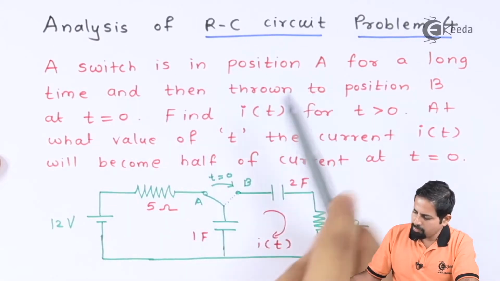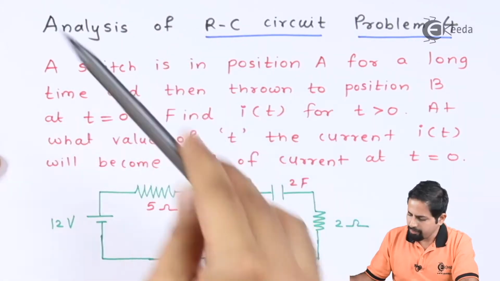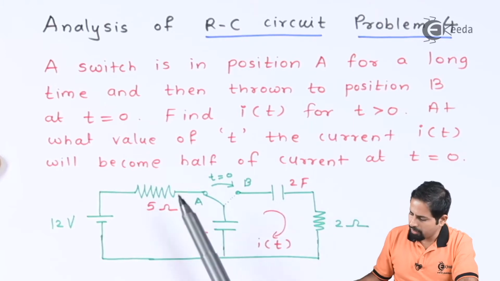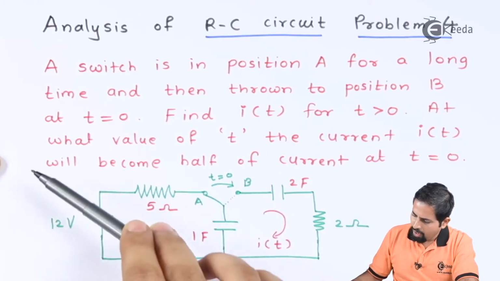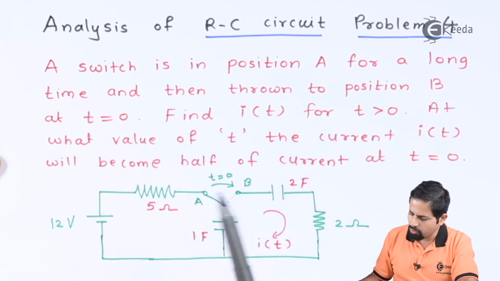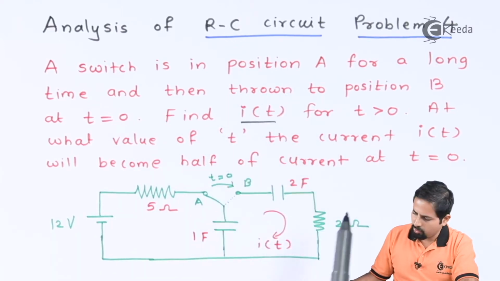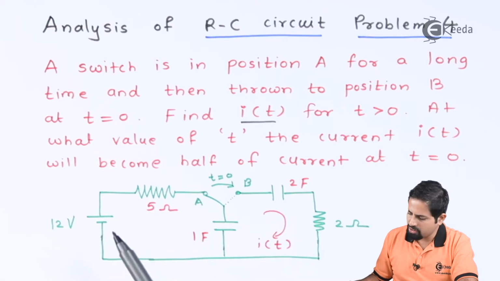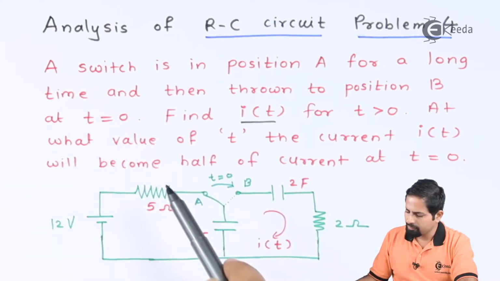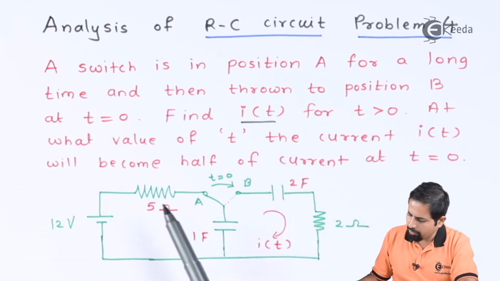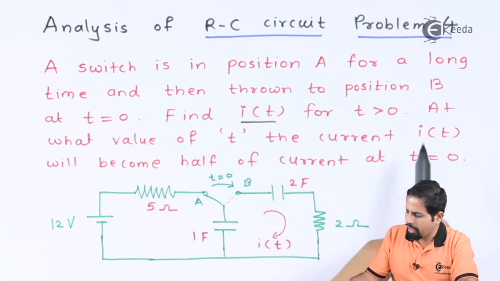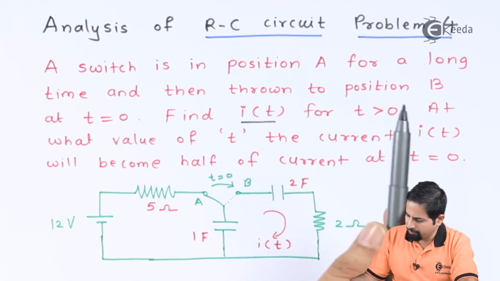There is a switch which is in position A for a long time and then shown to position B by the arrow, and this is happening at time t equal to 0. We are supposed to find this I of t for t greater than 0. And also one more question is there: at what value of t the current I of t will become half of the current at time t equal to 0. So we will find everything.